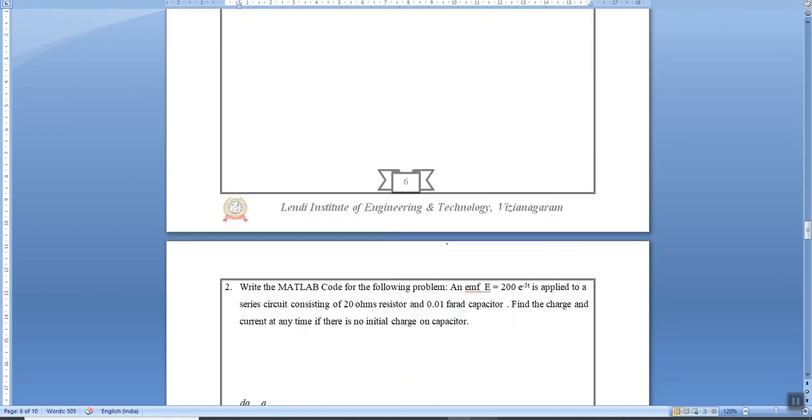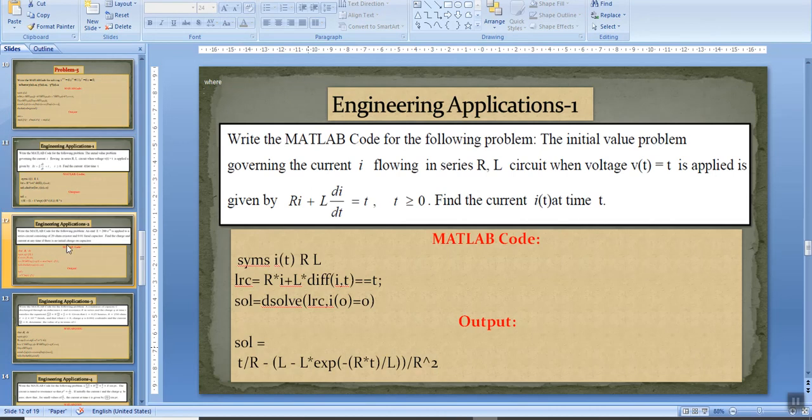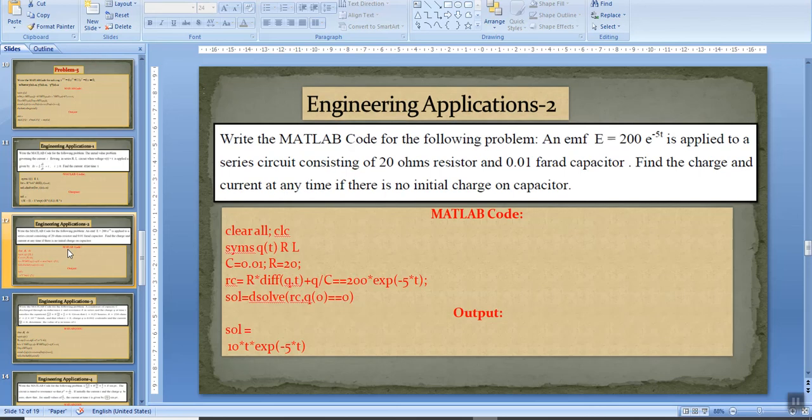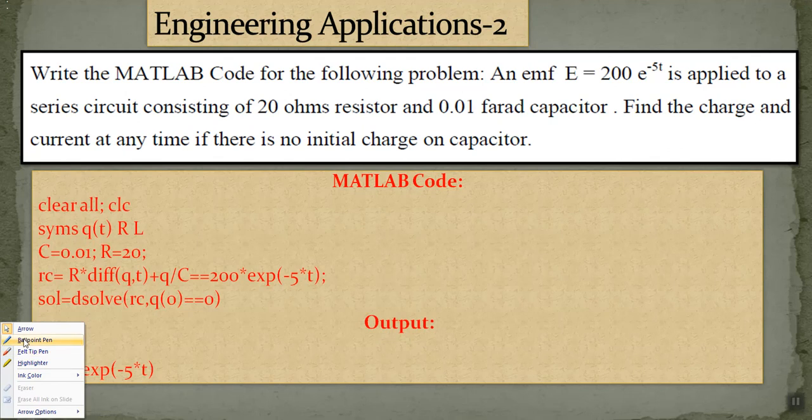In a similar way, I will explain with another problem. Okay, the second engineering problem, same procedure. Write a MATLAB code for the following problem, similar question. An EMF is applied to a series circuit containing a 2 ohm resistor and a 0.01 farad capacitor. Find the charge and current at any time if there is no initial charge on the capacitor.